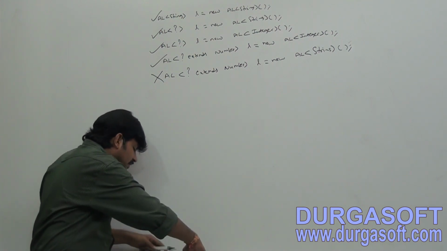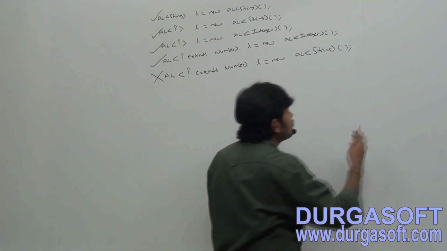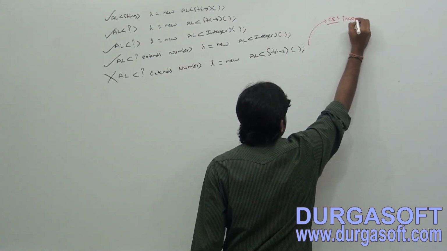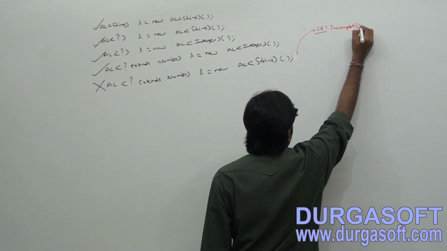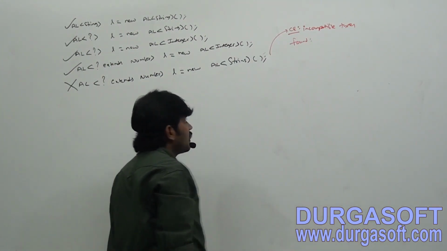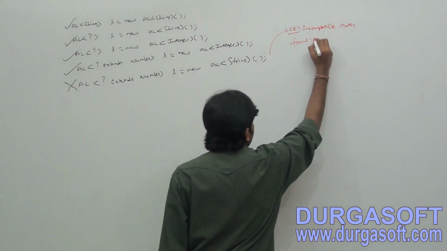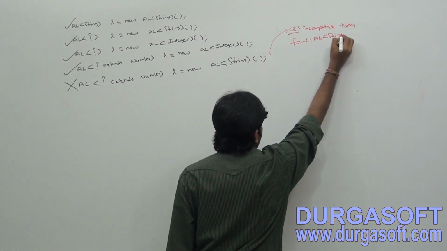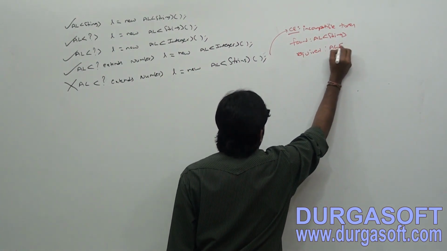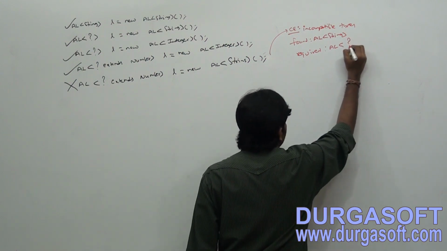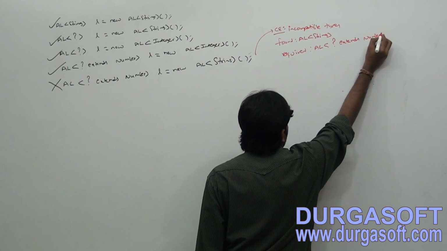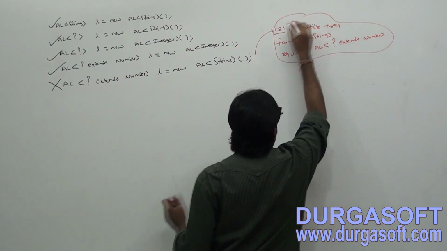Do you know the exact compile time error you are going to get? Here it is: incompatible types. Found: ArrayList<String>, required: ArrayList<? extends Number>, like we have.